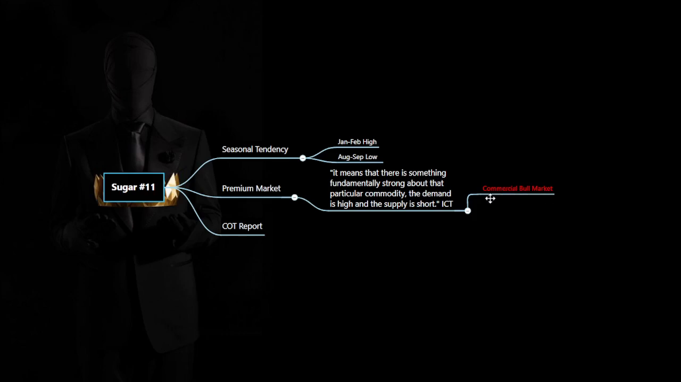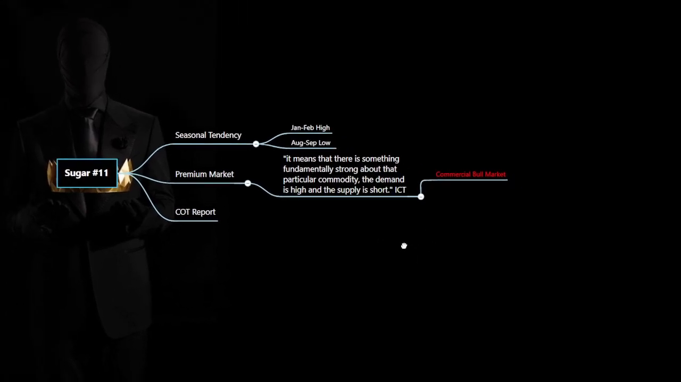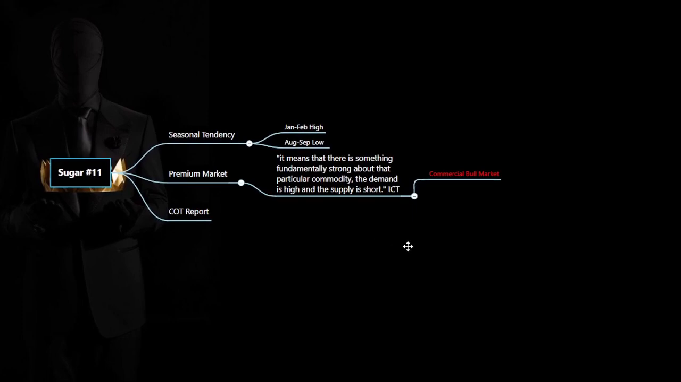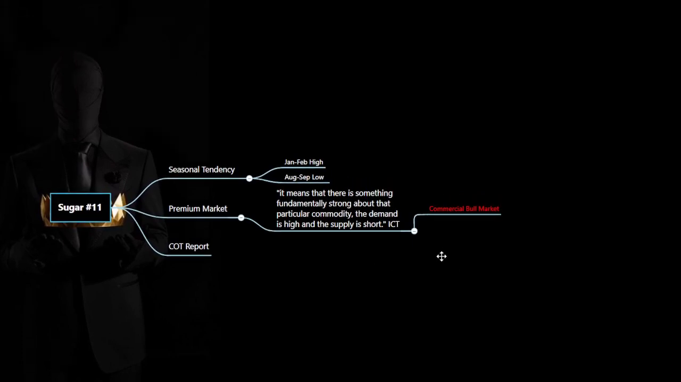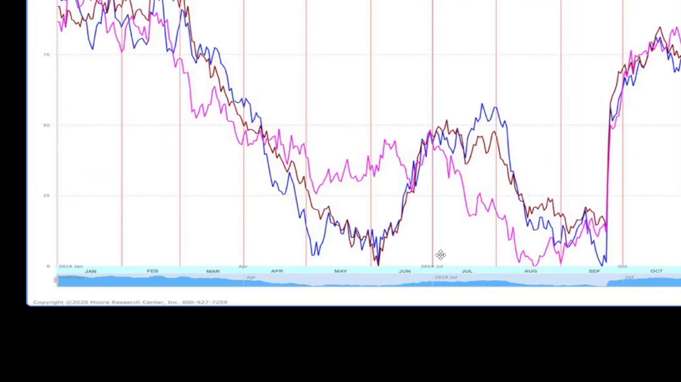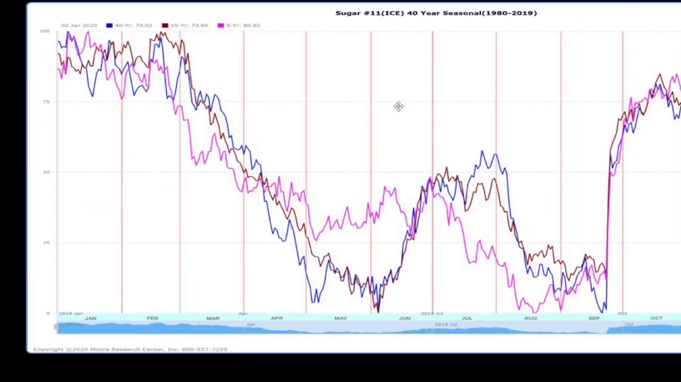A commercial bull run, as ICT refers to it, is when you have a big parabolic move because the commercials are involved. That's deep money. They have really deep pockets. And that's actually what drew me to these markets themselves. This doesn't happen by chance. It simply doesn't.